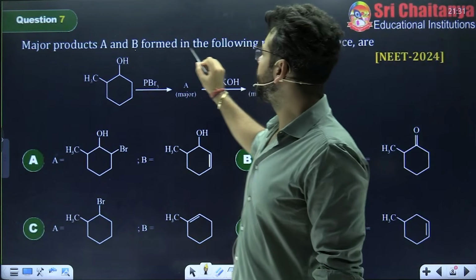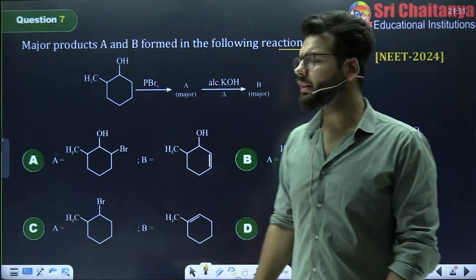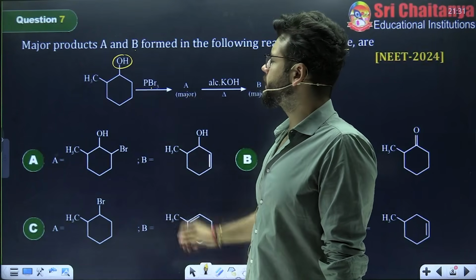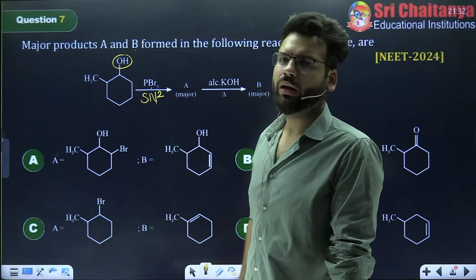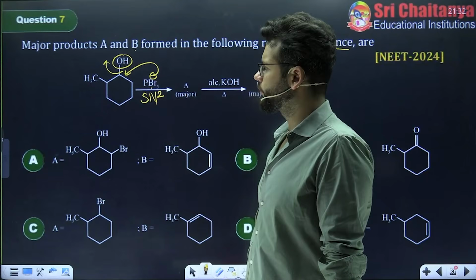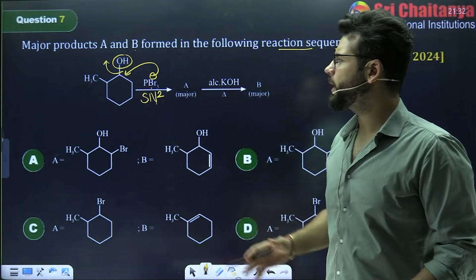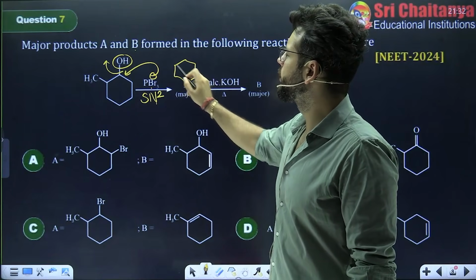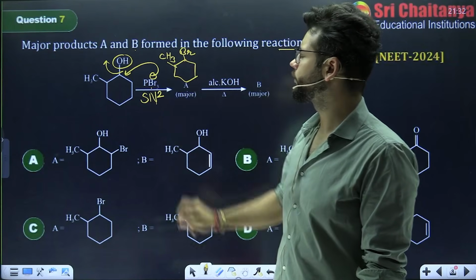Major products A and B formed in the following reaction sequence are. All of you, I want you to try these reactions. PBr3, so the chapter is alcohol. In the alcohol chapter, PBr3 means nucleophilic substitution by SN2 mechanism. So Br minus replaces the OH. The mechanism is not in our syllabus, but Br minus finally replaces the OH. So we get 2 methyl 1 bromo cyclohexane.